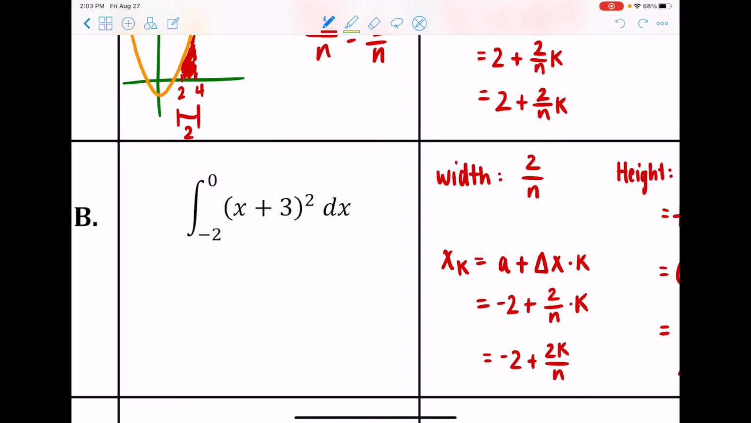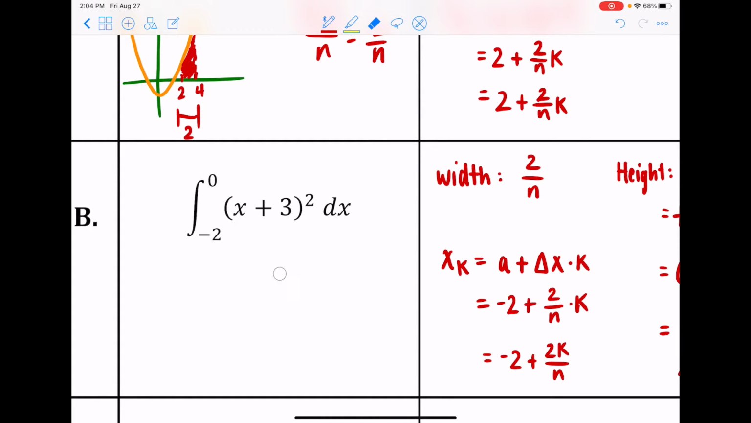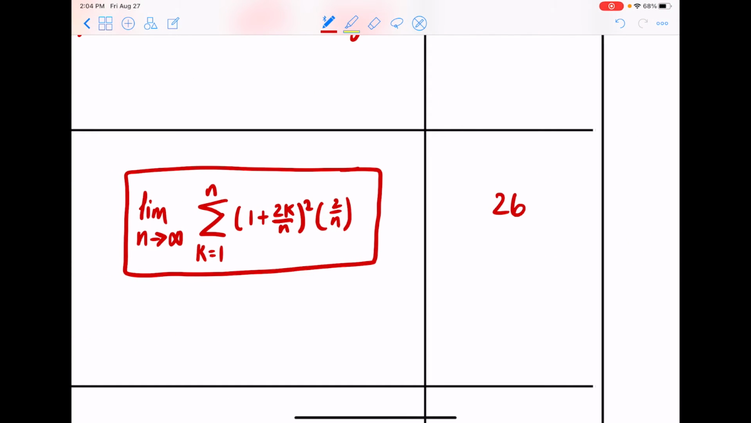You can also use Wolfram Alpha, wolframalpha.com. And you can just ask it to compute the integral from -2 to 0 of that function there. And it will do it for you. Okay? All right. So we'll let you guys do that. But if you care, this one is 26/3.